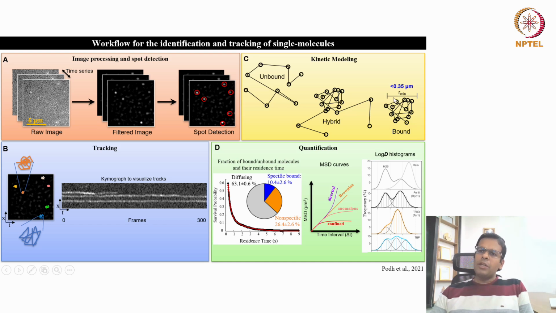Okay, so if your molecule moves less than this distance frame to frame, that means it is a bound molecule. And if it moves more than this distance, then you should consider it an unbound molecule. So how do we determine this distance? For that, we did single molecule tracking of chromatin-bound histones.